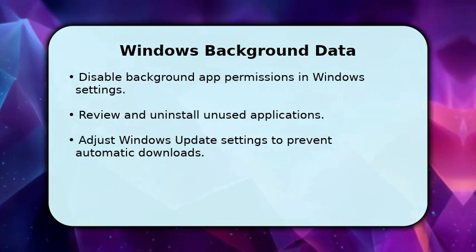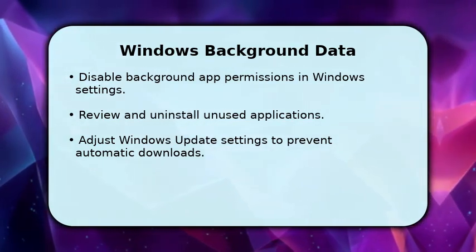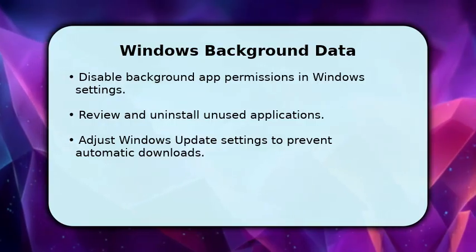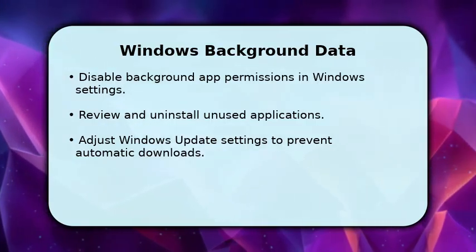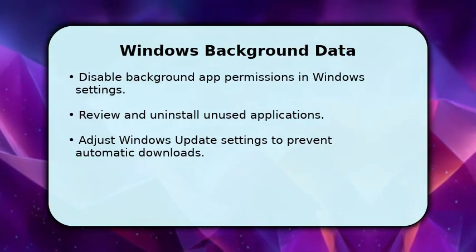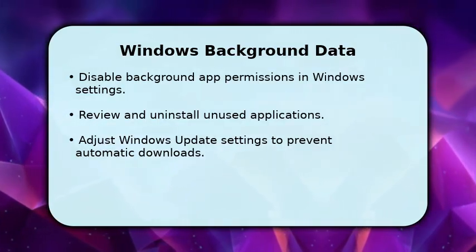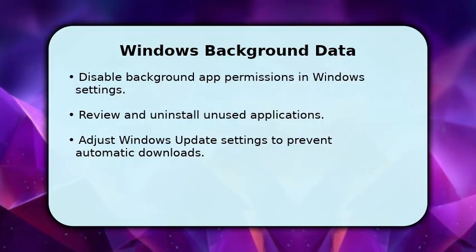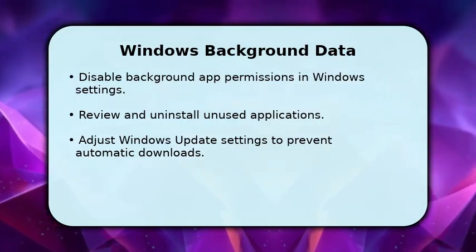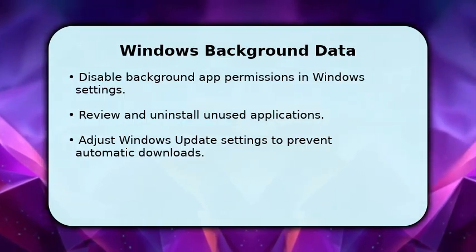For Windows users, you can significantly reduce data by managing background apps. Go to Settings, then Apps, and select Installed Apps. Here, you can disable background permissions for individual applications. Also, check your Windows Update settings under Advanced Options to pause or limit automatic downloads, especially over metered connections. Uninstalling unused apps also helps.